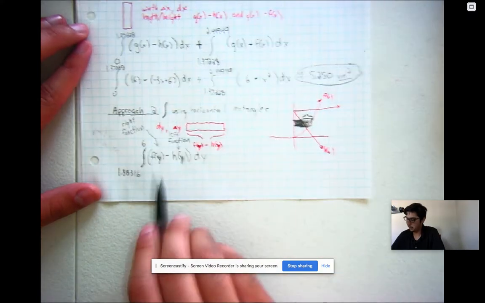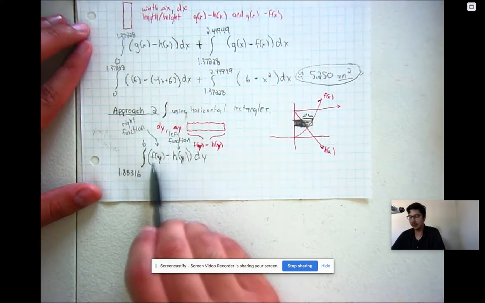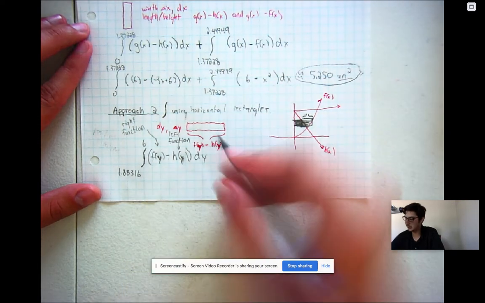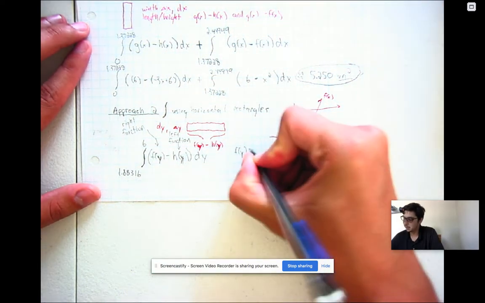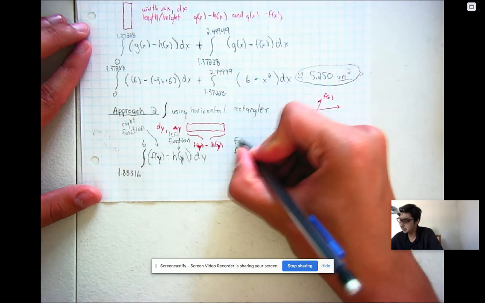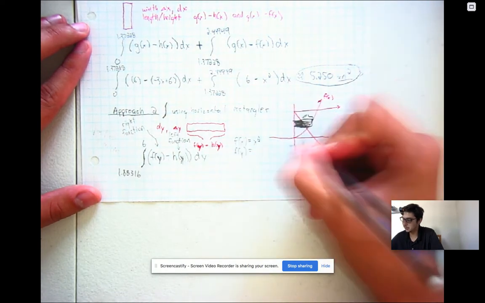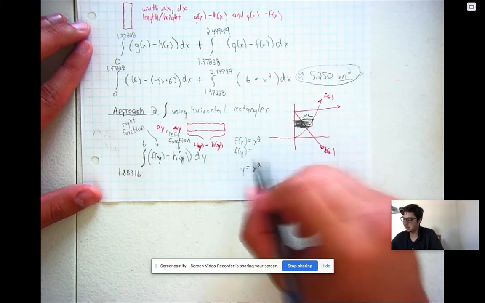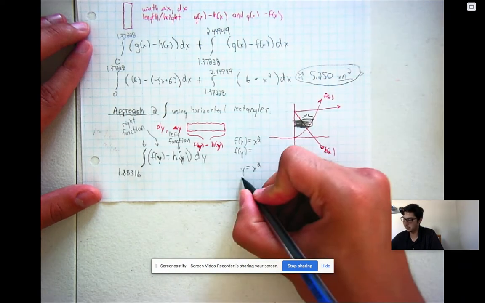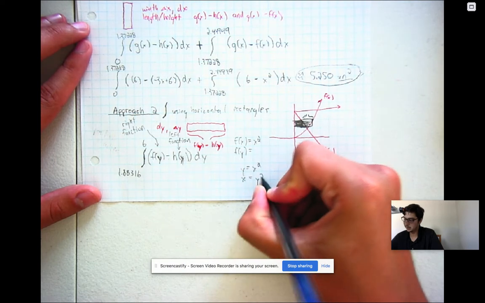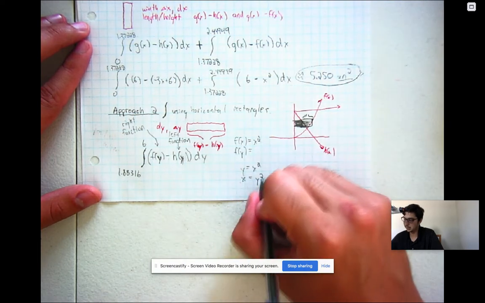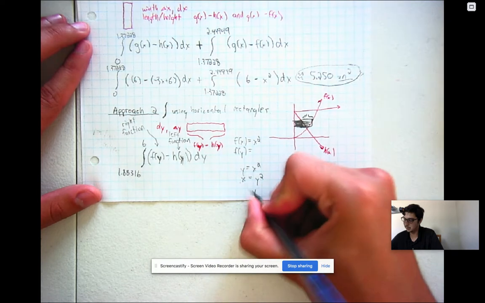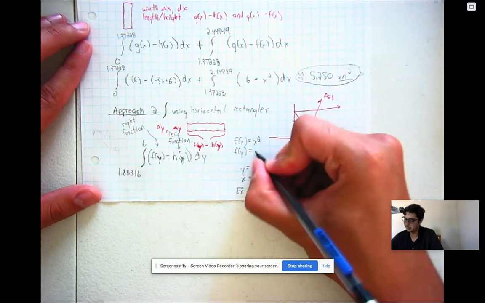So when we do f of y minus h of y with respect to y, notice we don't know what the function is, so we actually have to find these functions now. Well, f of x was x squared. So if we write that as y equals x squared, we have to write this in terms of our inverse y. So that's where you switch x and y and solve for y, square root both sides. So we get here that y is the square root of x.